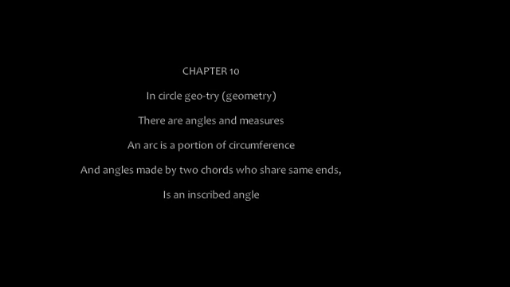In circle geometry, there are angle measures. An arc is a portion of circumference. And the angle made by two chords who share the same end is an inscribed angle.